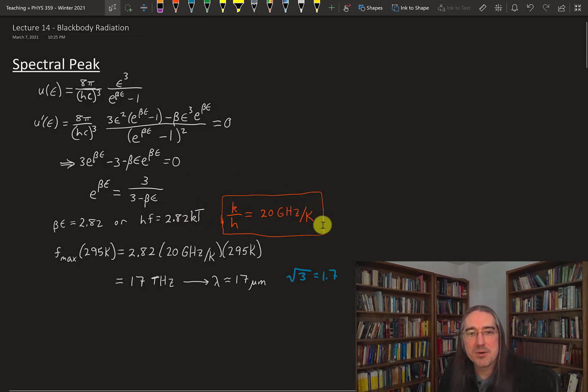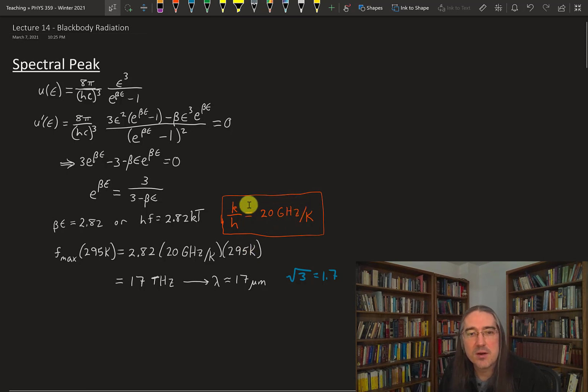And this is a pretty handy approximation for k over h. This is actually quite a good approximation. k over h is, I think to within a few percent, 20 gigahertz per Kelvin. So if you want to find the peak of the Planck spectrum, you're going to say, what's my frequency? It's 2.8, or if you're being sloppy, it's 3. 2.8 times 20 gigahertz times my temperature, that'll give me the peak of the Planck spectrum.